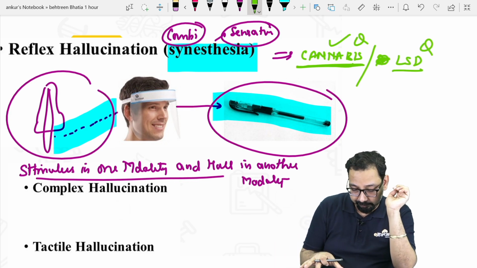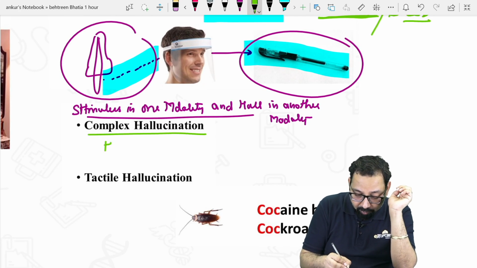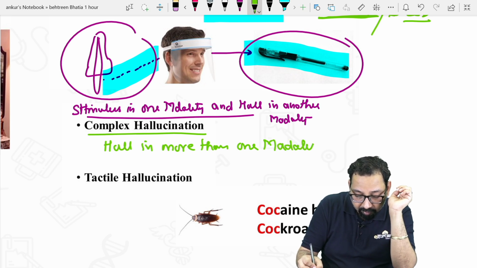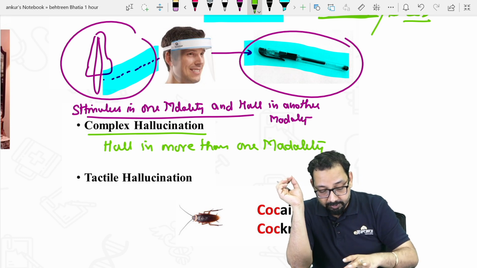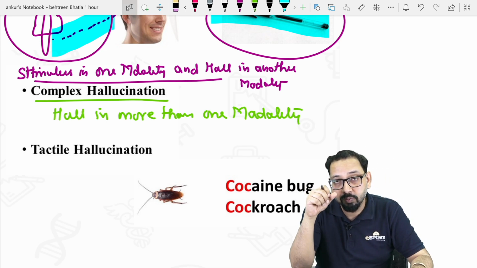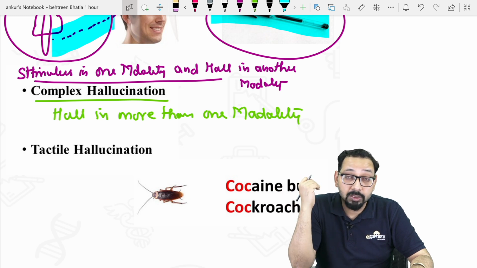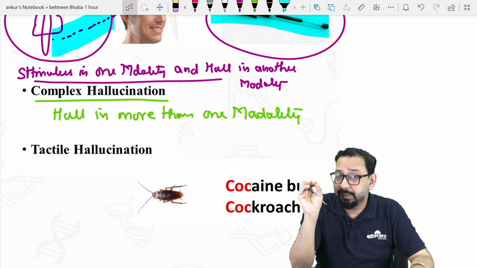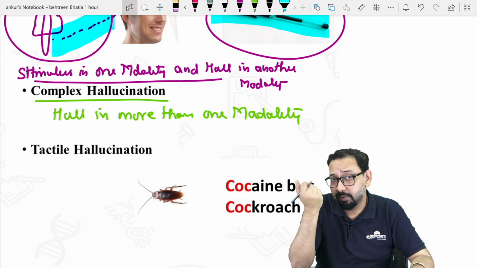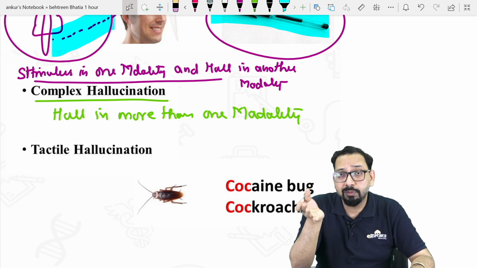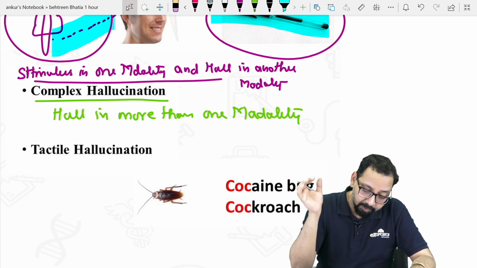Question. Complex hallucination means hallucination in more than one modality. Just like in Lage Raho Munna Bhai, you must have seen that movie, in which the patient, Sanjay Dutt, used to see Babu and also hear Babu. Means he can hear, auditory hallucination, and he can see, visual hallucination. Suppose you are all hallucinating, I am not there, but you are seeing me and hearing me. So this is a type of complex hallucination, more than one modality.